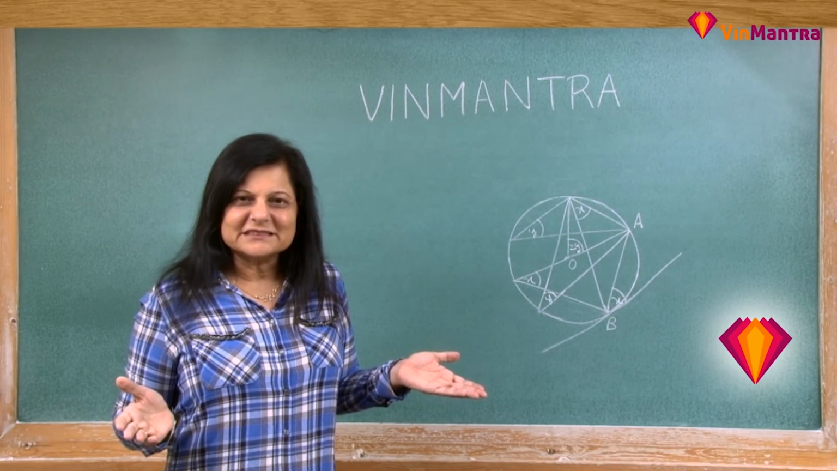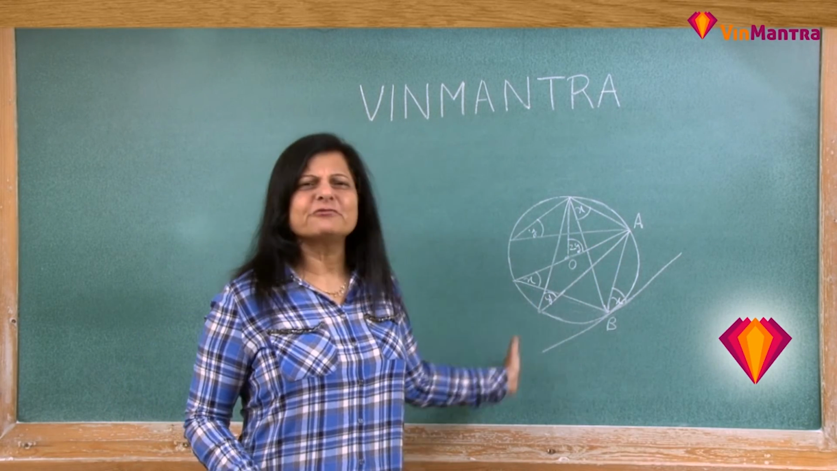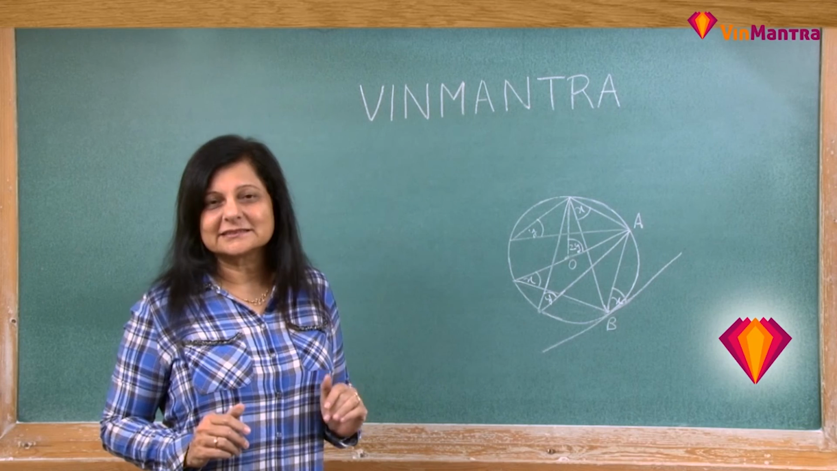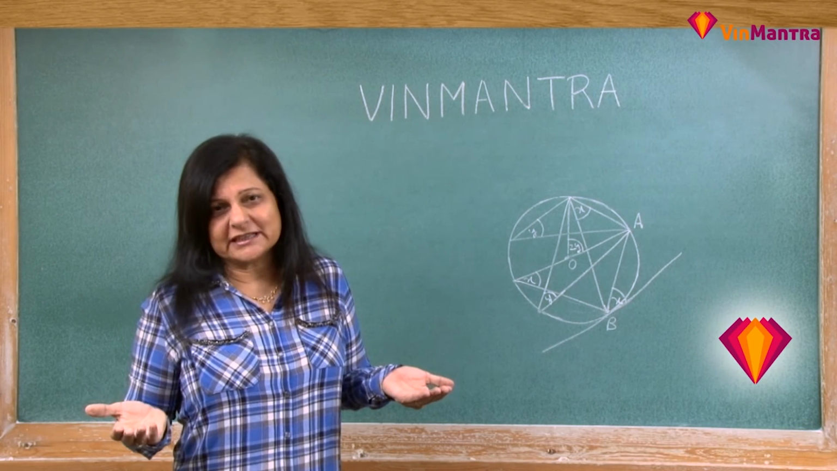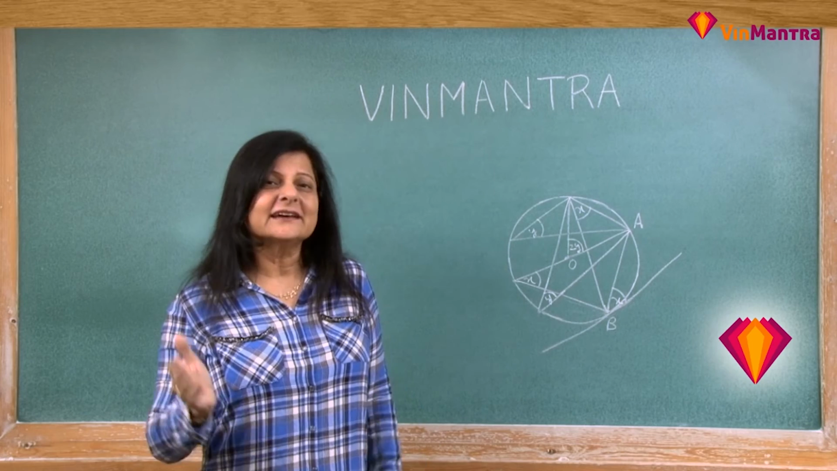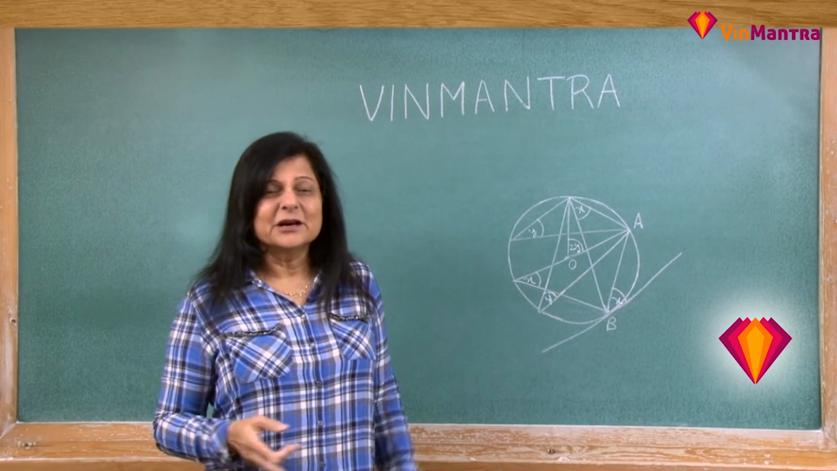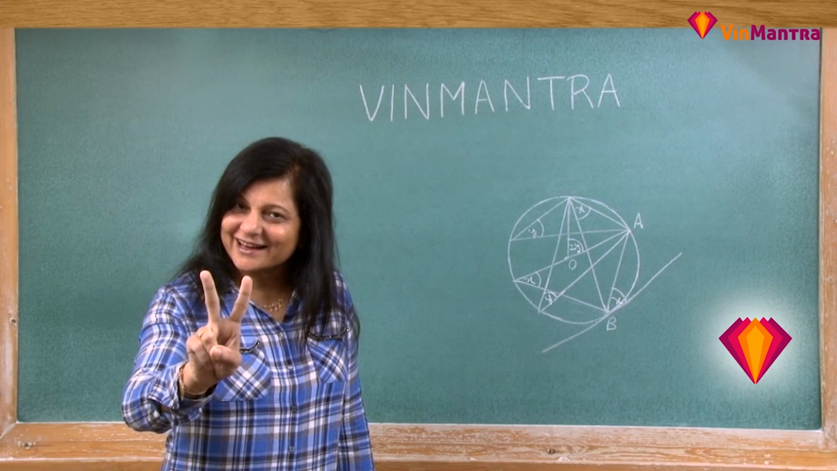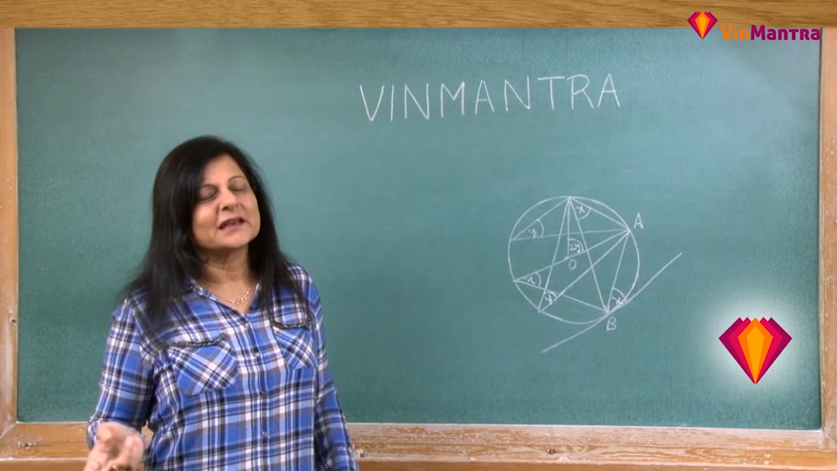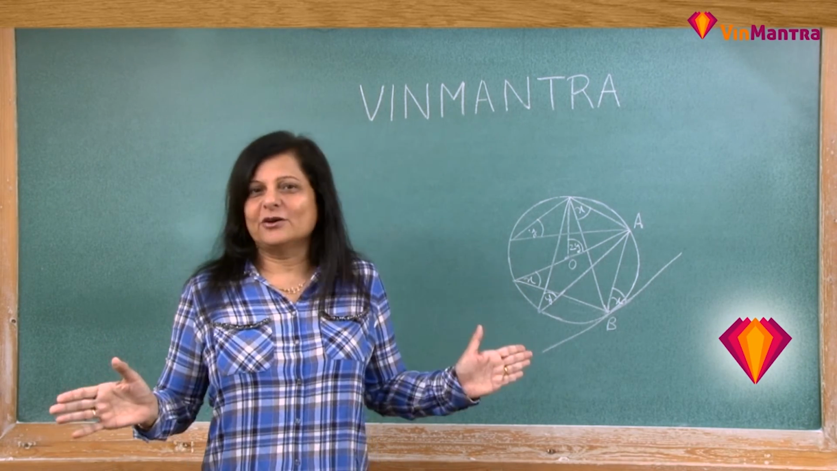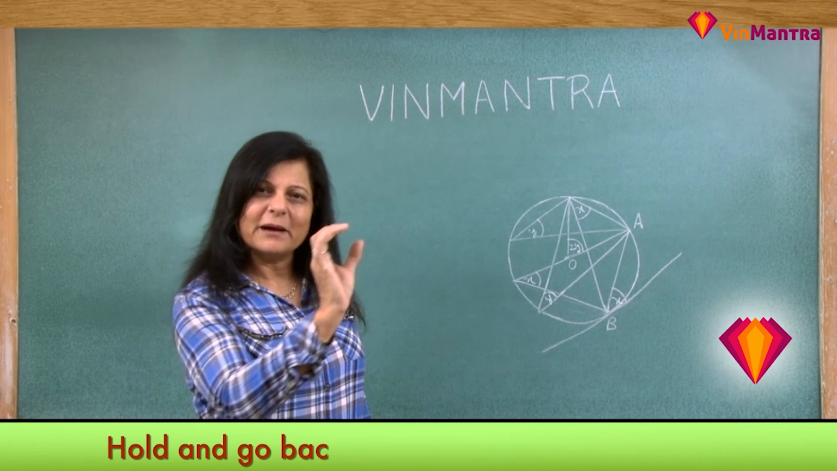Many a times you would be given a mishmash of many angles and triangles. At that time, it becomes very confusing to identify the equal, half and double angles. My second Venn mantra will then come to your rescue. It may sound a bit odd. It says, hold and go back.